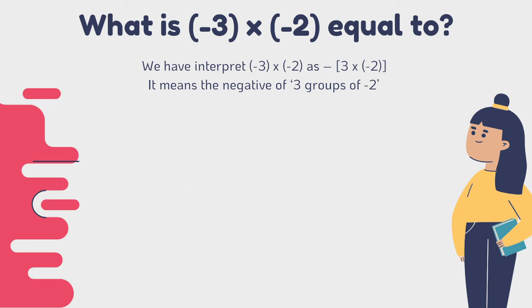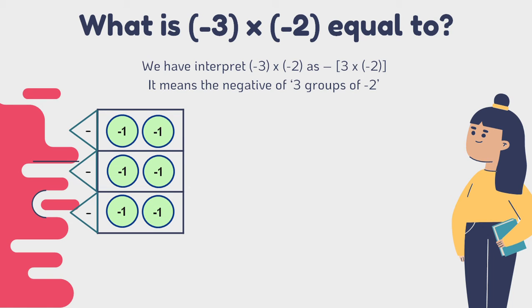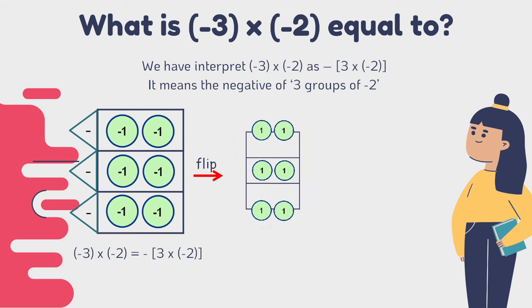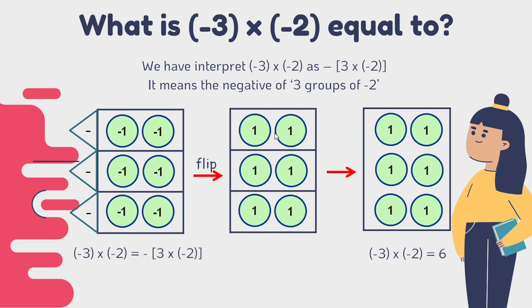It means the negative of 3 groups of negative 2. There are 3 groups, and each has negative 2. Remember that it means the negative of 3 groups of negative 2: 3 groups, 1, 2, 3, of negative 2. So negative 3 times negative 2, you need to flip it and it becomes positive. So negative 3 times negative 2 equals 6.